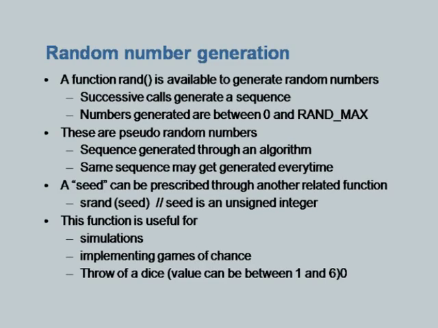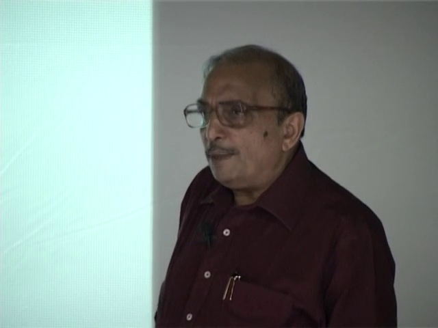A function called rand, which is available. That rand function generates random numbers between two values, 0 and RAND_MAX. This RAND_MAX is also defined in one of the header files. It is typically the largest unsigned integer number. So for our purposes, it will be like 2 to the power 31 minus 1. Okay. So that will be the number between 0 and this. Some integer number will be generated.